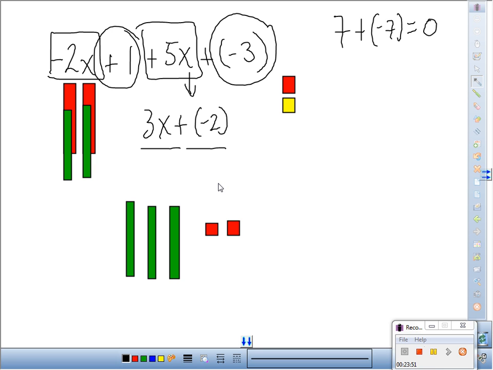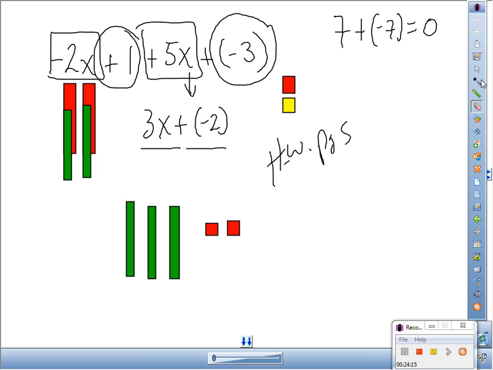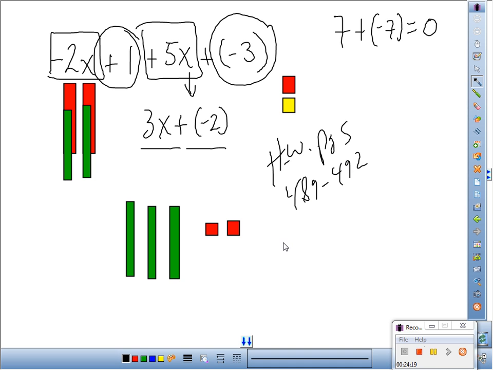Okay, I just wanted to introduce it. Tomorrow we're going to do some more practice. So at this time, put your tiles away. What I want you to try at home, using either the pet shop or the tiles, I want you to try homework from pages 489 to 492. I want you to try problems 5 through 8, 15 to 21, and 29.